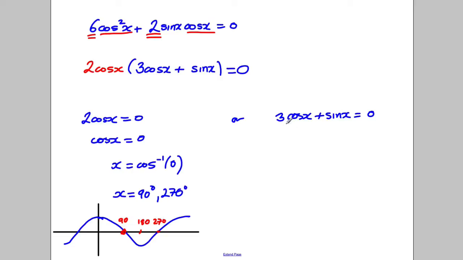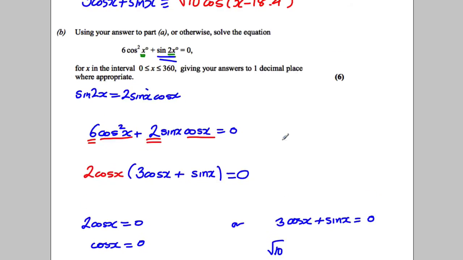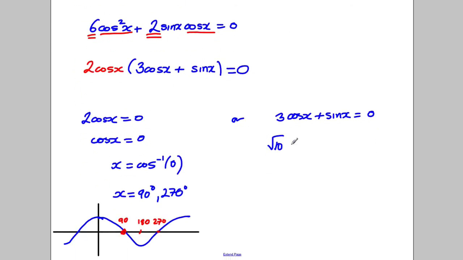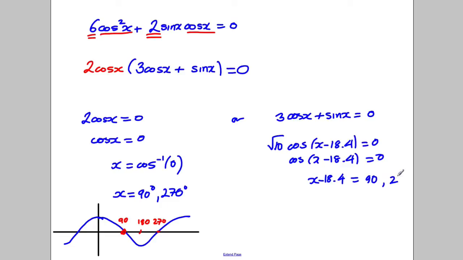What about this? Well, in order to solve that equals 0, let's use our r cos method. This was root 10, wasn't it? Root 10 cosine of (x subtract 18.4) being 0. Divide both sides by root 10, so cosine of (x subtract 18.4) is equal to 0. Inverse cosine both sides, so x subtract 18.4 is going to be equal to 90, and then 270, same as before. So adding the 18.4 on, x is going to be equal to 108.4, or x is going to be equal to 288.4. And they are all our answers.